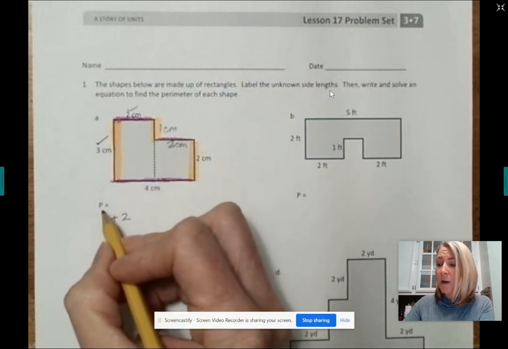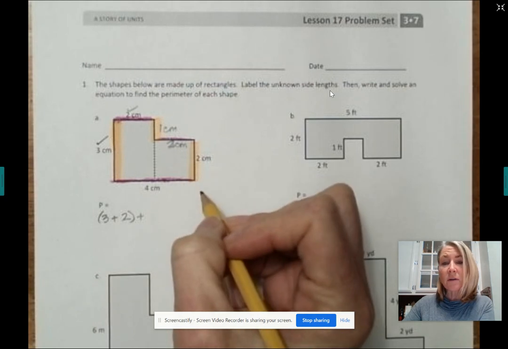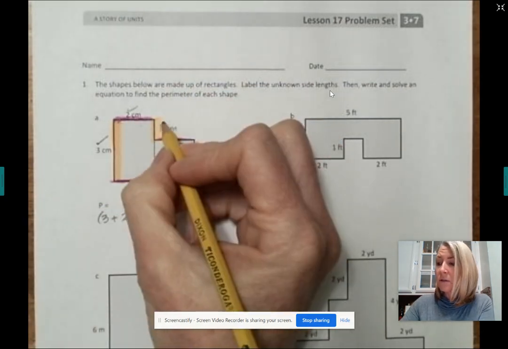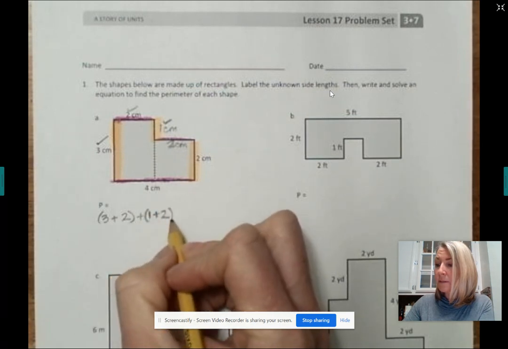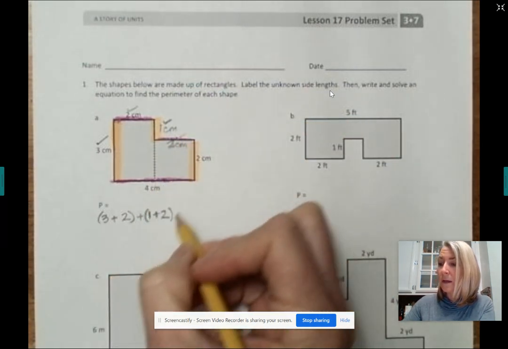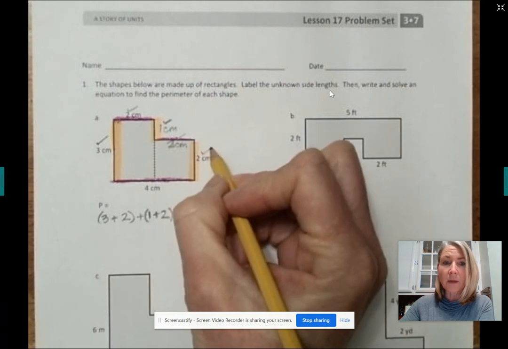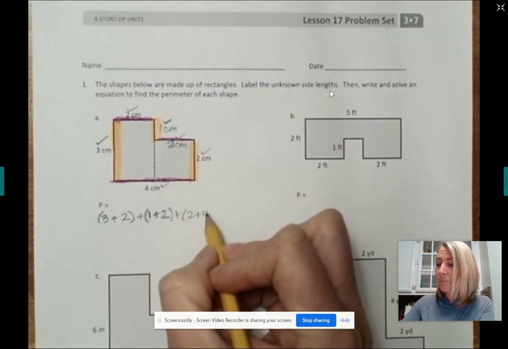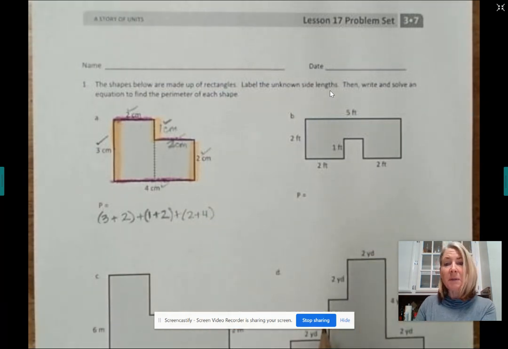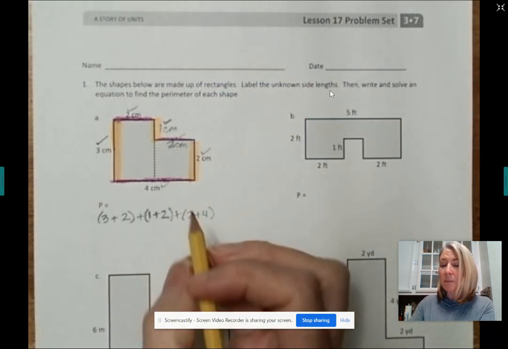And again, if you want to use parentheses as you go, just to cluster 2 side lengths at a time, it is a nice little way to work through the problem. And then I have a 2, and I got a 4. Okay. Now that just kind of helps me organize it, lets me see what I'm working with.